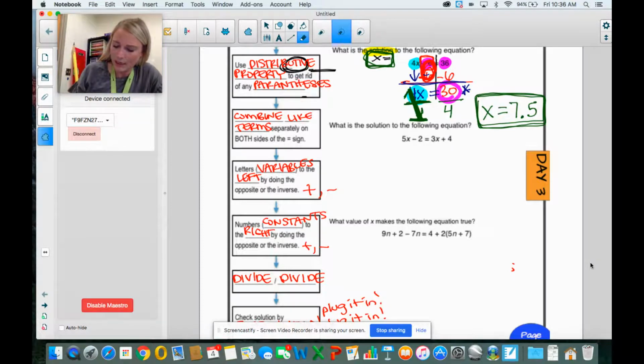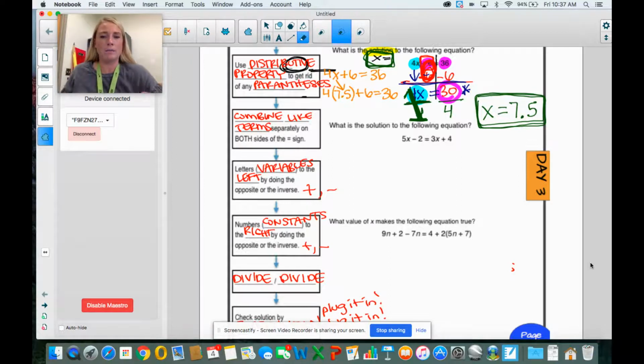Okay, so I have 4x, plus 6 equals 36. I want to plug in 7.5, because that's what I got for my answer, anytime I see an x. So I've got 4 here, and now I'm going to plug it in. I just plug that directly in. Plus 6 equals 36. That's the only x I have, so I'm only going to plug it in once.